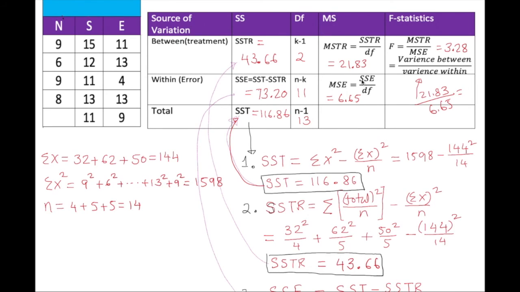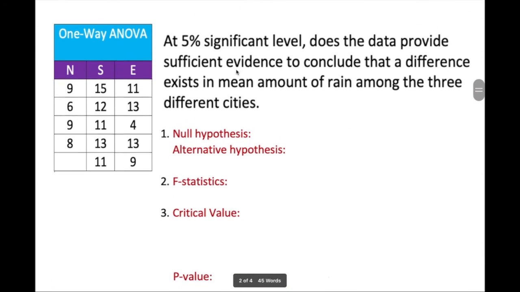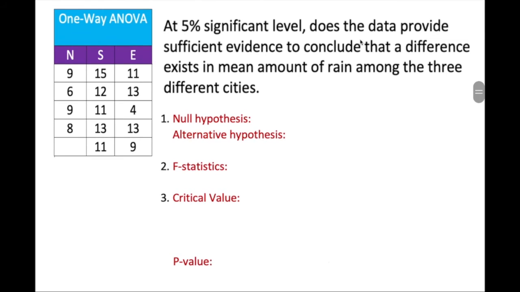So now we're going to go with the hypothesis test. So this is the test. Let's take a look here. We go down. That says at the 5% significance level, does the data provide sufficient evidence to conclude a difference exists in the mean amount of rain among 3 different cities.